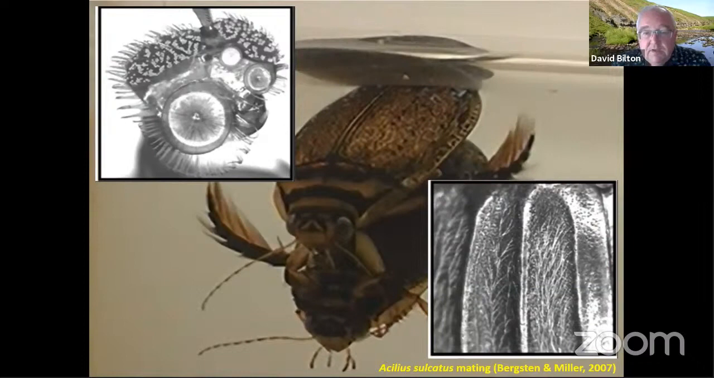So we've got the mating pair of Acilius sulcatus in the middle, the male on top, the female below. You'll see inset at the top left a light micrograph of the underside of the foot of the male Acilius. As well as spines and hairs around the edge of the foot, it's got a series of big and small suckers on the underside that it uses to attach to the female.